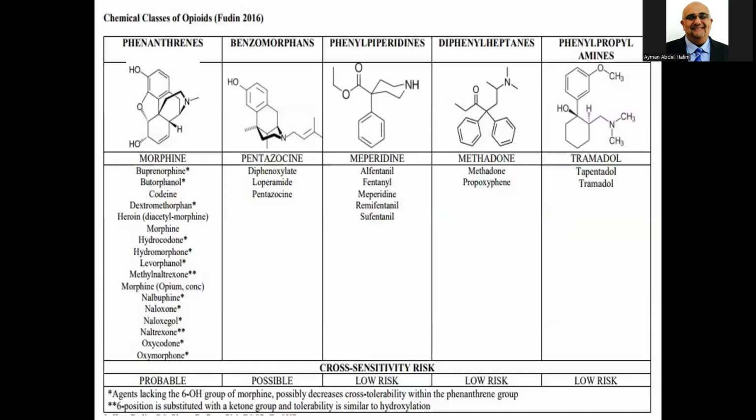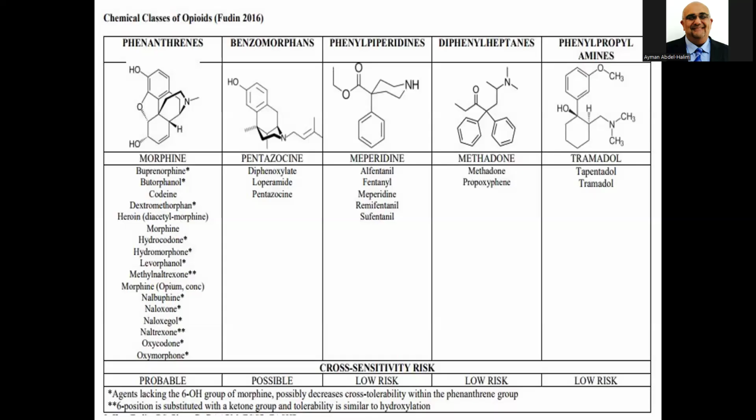Opioids are basically five categories. I like to show this slide described by Dr. Fuden, and I was one of the few people who learned directly from this pharmacist. He always stresses understanding the chemistry of opioids because it will help you understand a lot of the side effects and also indications of these medications. So we have five groups: phenanthrines, benzomorphins, phenylpiperidines, diphenylheptanes, and then phenylpropylamines. The phenanthrines are the morphine-like drugs.